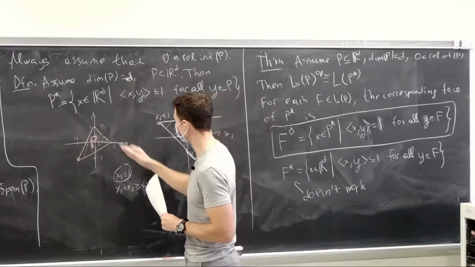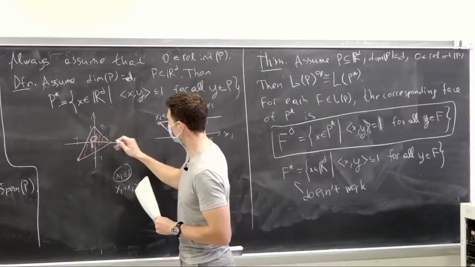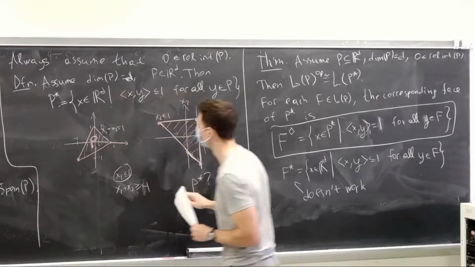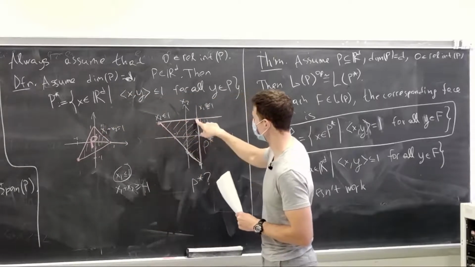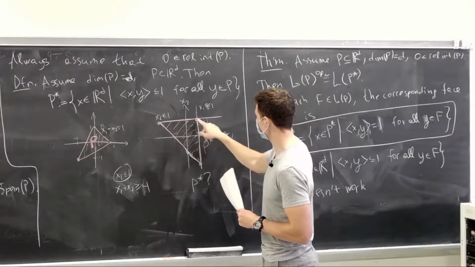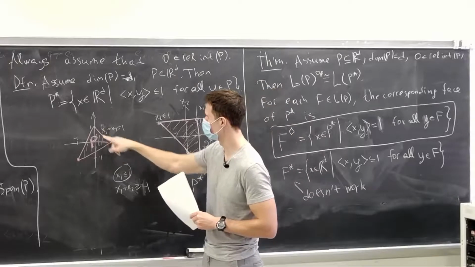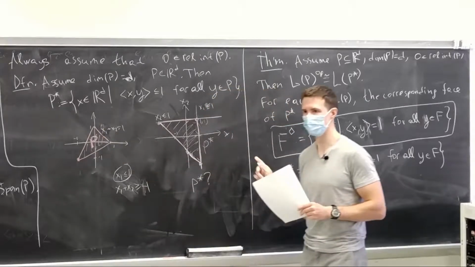So you can, for instance, let's say you take this face here, x1 plus x2 is equal to 1. And the corresponding dual face is this vertex here, and you can check that. So the dot product with (1, 1) of any of these points is equal to 1 on the nose.